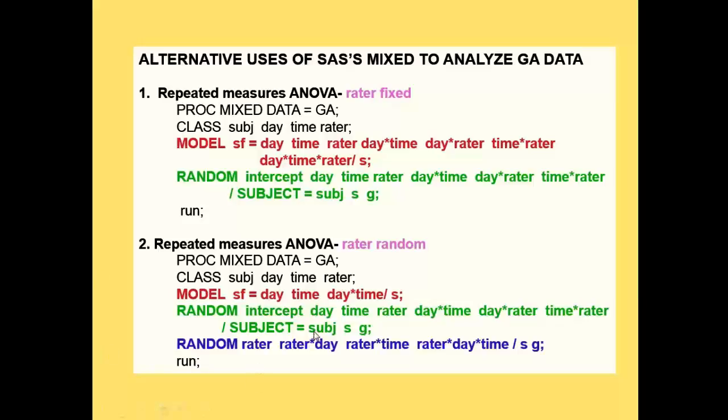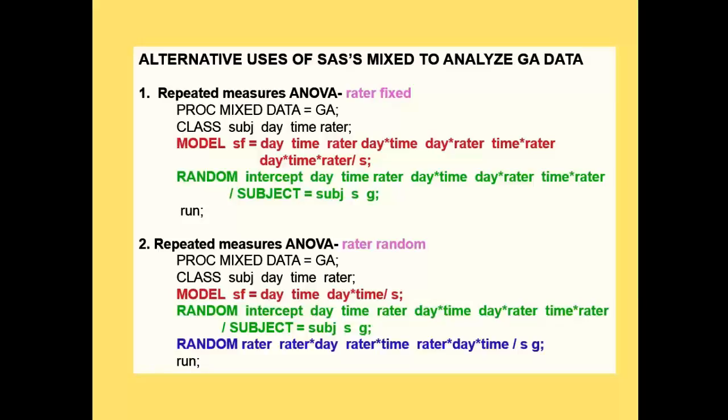And this is subjects by day, subjects by time, subjects by rater, where rater is in here as a random effect, but this is the interaction of subjects by rater. This is just rater. This is subjects by rater. Subjects by day times time. Subjects by day, that's what's in here. So effectively, this second code is what you'd have to use if you wanted to treat rater as a random effect.